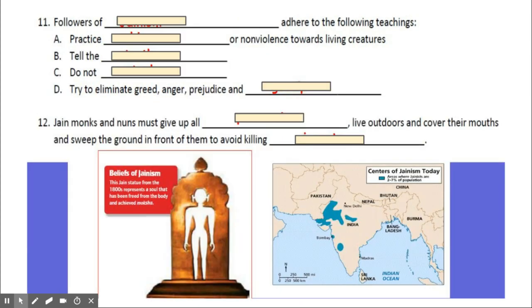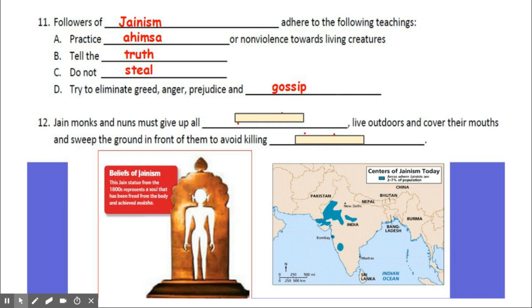We're going to talk a little bit about another religion that's a little bit like Hinduism, but slightly different, called Jainism. And these people adhere to the following teachings. First, they practice ahimsa, which is nonviolence towards living creatures. They tell the truth. They cannot lie. They do not steal. And they try to eliminate greed, anger, and prejudice, and also gossip. So for the most part, they're trying to be well behaved.